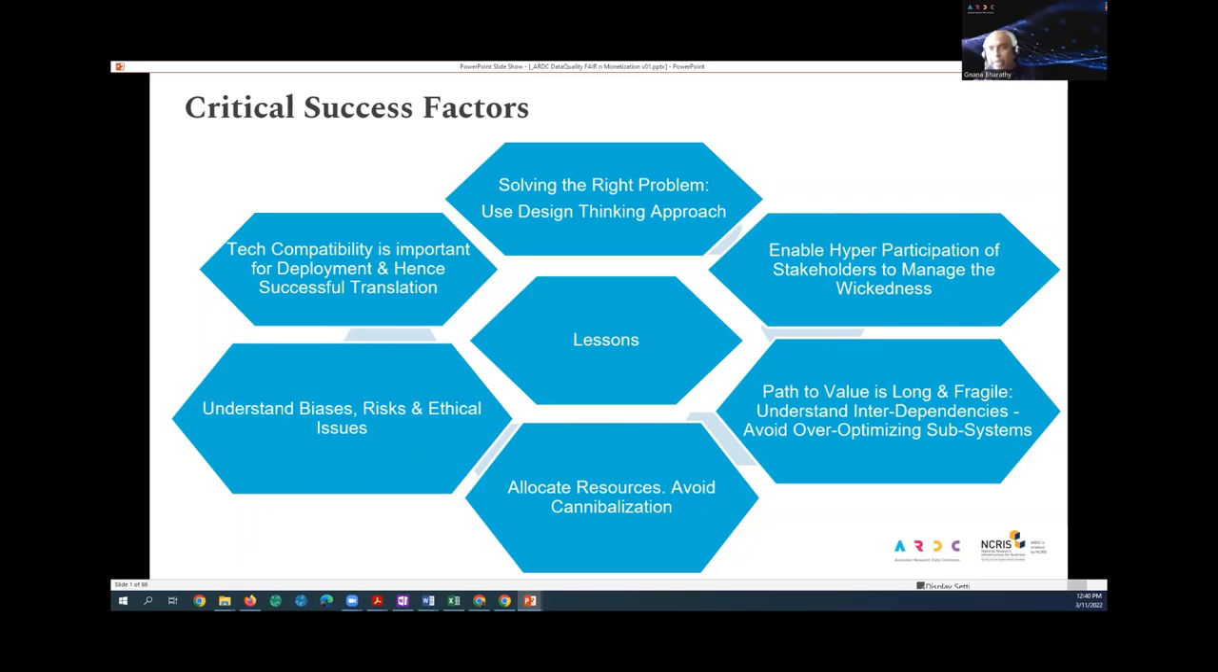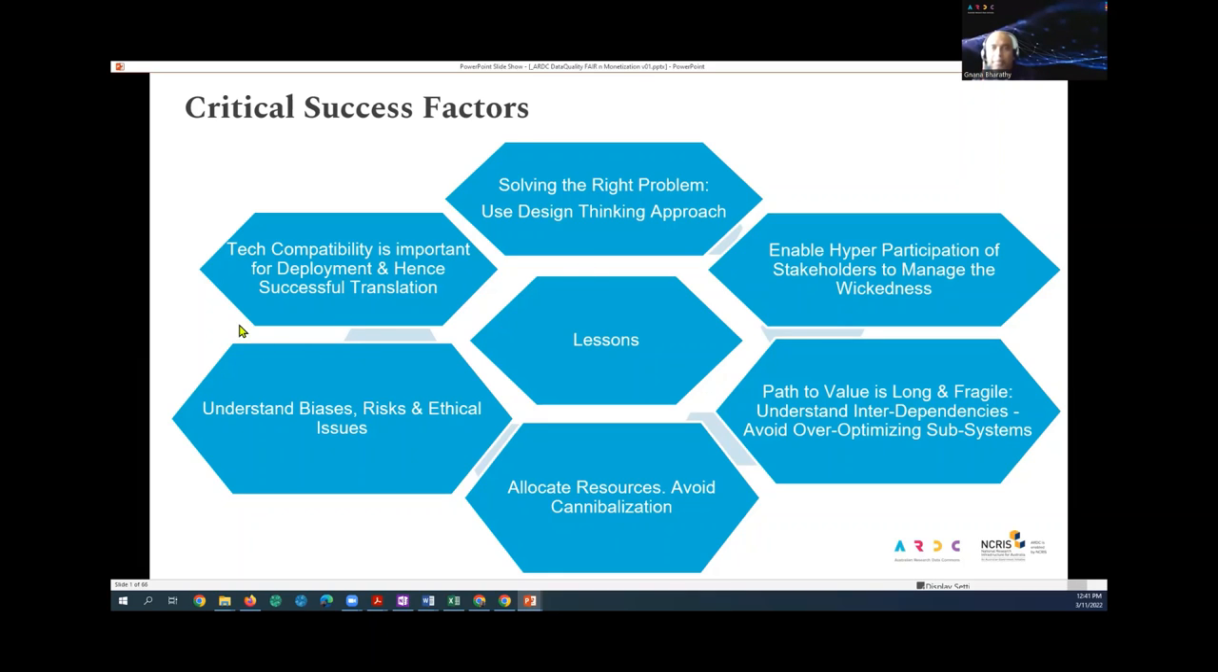So I was going to give you some case studies, but in the interest of time, I'm just cutting it short. But it is important to look at solving the right problem. It is important to have hyper participation of the stakeholders, and not just the technical stakeholders across a value chain, but also the customers and other stakeholders as well.